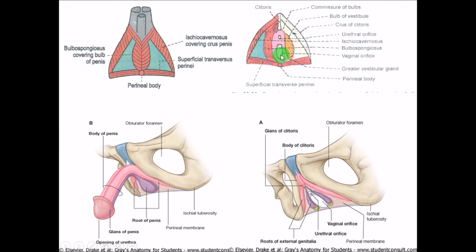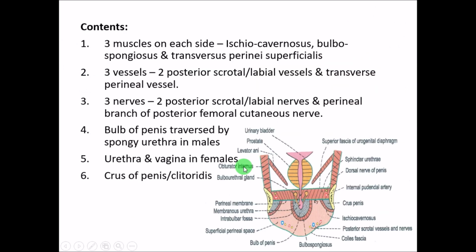Just in front of this perineal body will be the vagina, and here is the urethral orifice. This is the vaginal orifice, and this is the urethral orifice. In the male, this is the root of the penis, here will be the body, and this is the glans of the penis. So this is about the three muscles: the ischio-cavernous, the bulbospongiosus, and the transversus perineal muscle. Here you can see the ischio-cavernous and the bulbospongiosus, and the transversus perineal will be there, but it is not shown in this section.